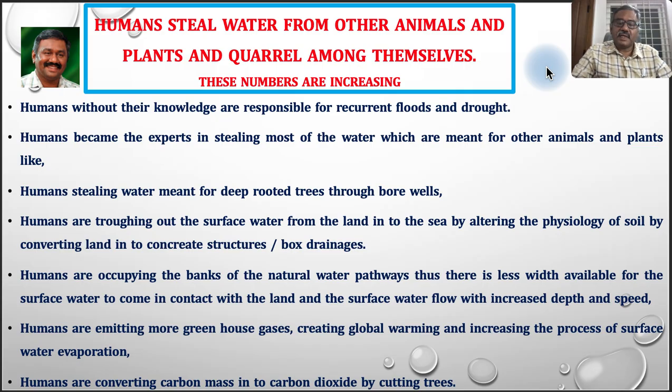Humans are occupying the banks of the natural water pathways, thus there is less width available for the surface water to come in contact with the land, and the surface water flows with increased depth and speed. Humans are emitting more greenhouse gases, creating global warming and increasing the process of surface water evaporation. Humans are converting carbon mass into carbon dioxide by cutting trees.